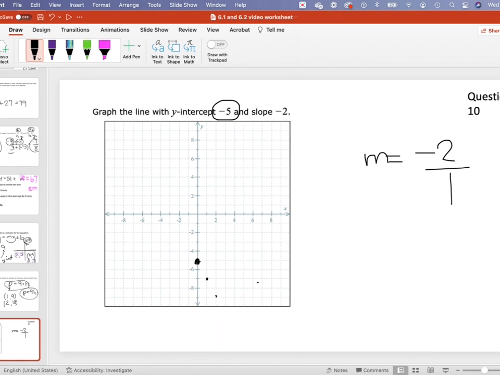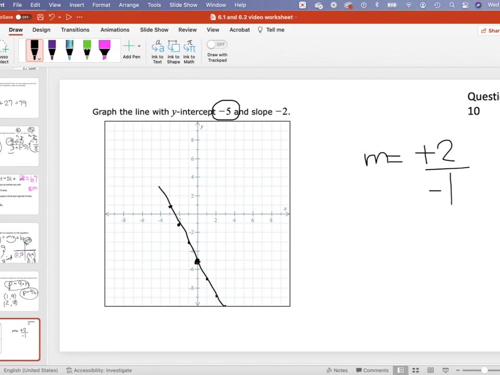Oops, we're out of room. So anytime we need to, we can switch both signs. And now we're going to go up 2, left 1, up 2, left 1, up 2, left 1. We still started here at the y-intercept. Up 2, left 1, up 2, left 1. And now we have a series of points that make the line.